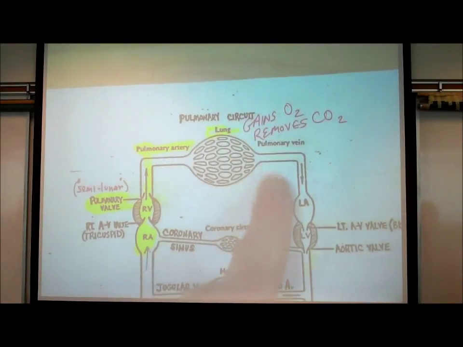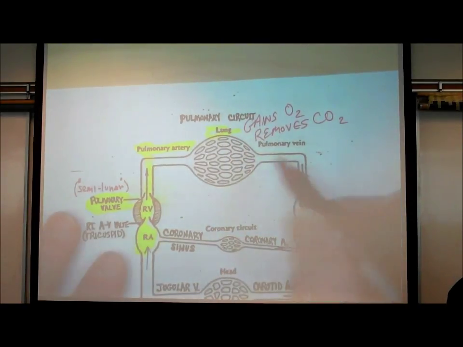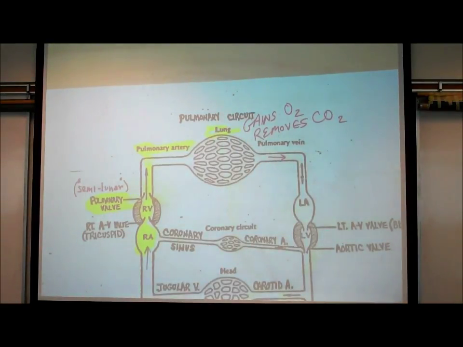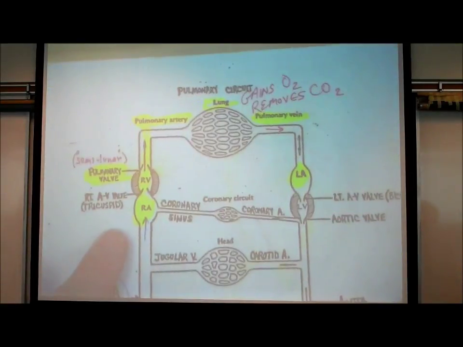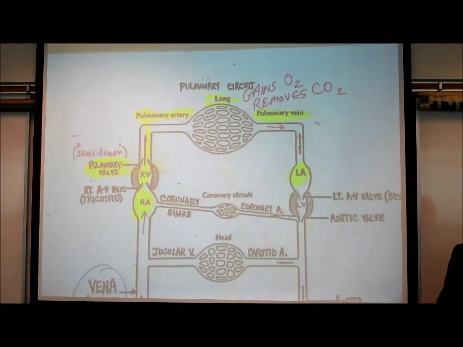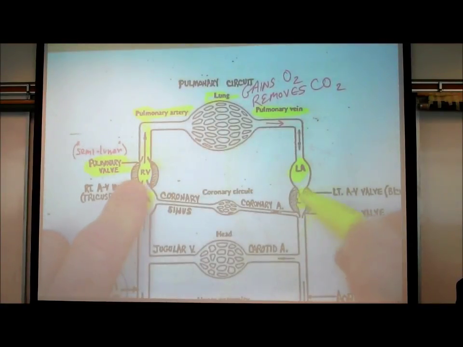Anyhow, this oxygenated blood now flows through the pulmonary vein to the left atrium. And of course, why it's called a vein is that the blood is flowing to the heart, to the left atrium of the heart. This is oxygenated blood. Now, the blood's going to go from the left atrium into the left ventricle.